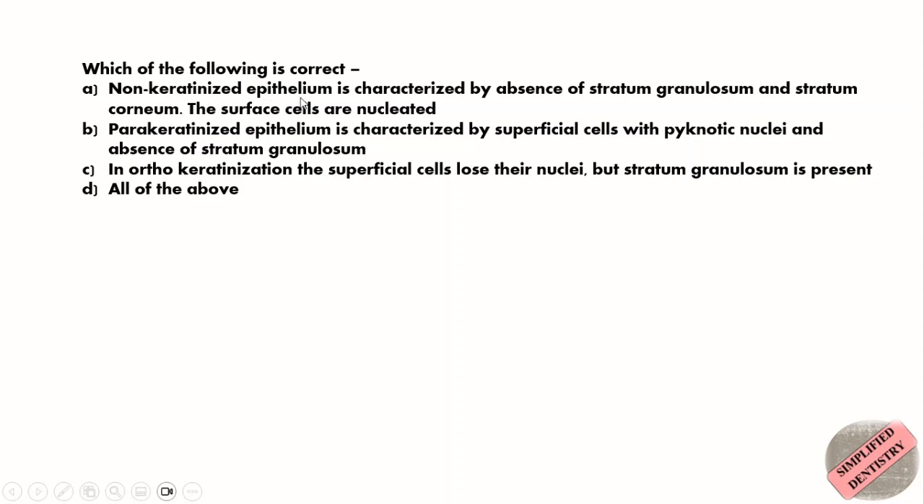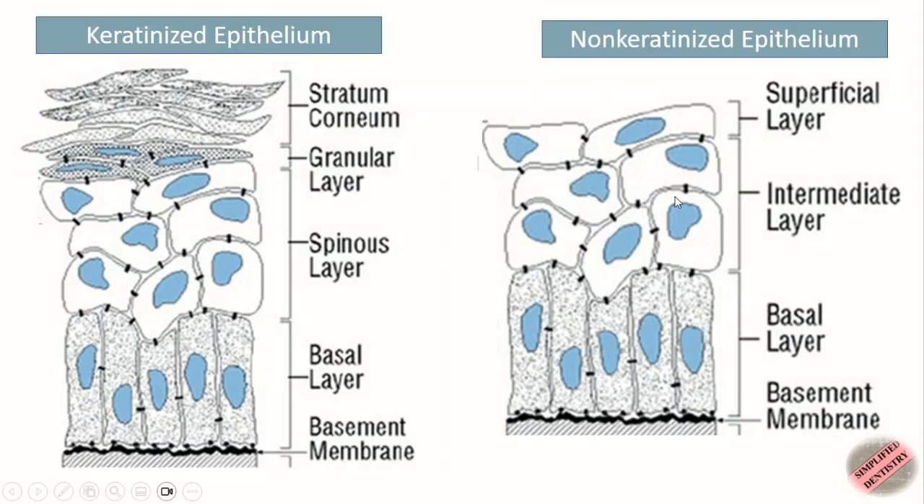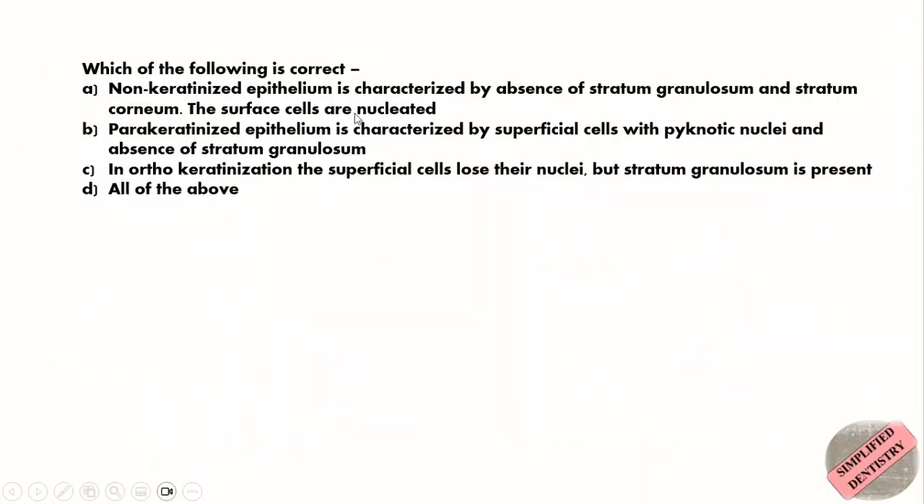So the first option states that non-keratinized epithelium is characterized by the absence of stratum granulosum and stratum corneum, and the surface cells are nucleated. So this is absolutely correct, as in non-keratinized epithelium there is no granular layer and spinous layer, and the cells of the superficial layer is nucleated, which means that the surface cells are nucleated.